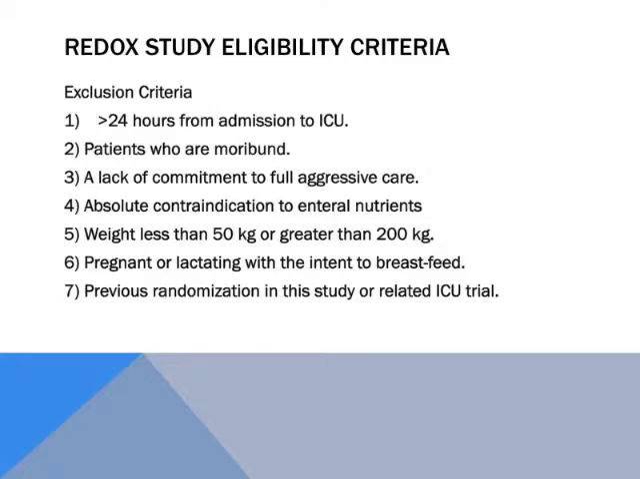The following patients were excluded from the redox study: those who had been in the ICU for greater than 24 hours, patients who were moribund, patients for whom there was a lack of commitment to full aggressive care, where there was an absolute contraindication to enteral nutrients, where they weighed less than 50 kilograms or greater than 200 kilograms, if they were pregnant or lactating with the intent to breastfeed, and if they were previously randomized into the same study or a related ICU trial.